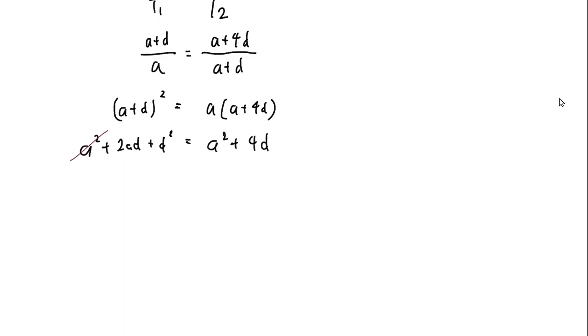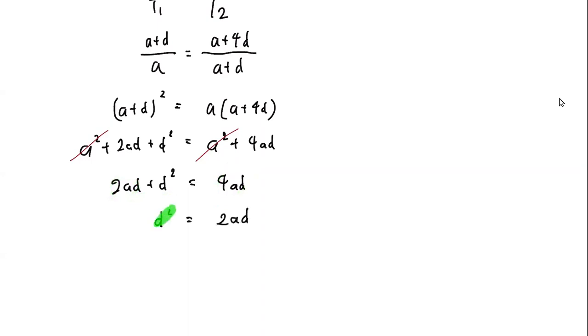Anything to cancel? Yes, A square cancels off. You're left with 2AD plus D square equals 4D. But wait, sorry, I forgot to multiply in the A. So 2AD plus D squared equals 4AD. Anything else to cancel? Yes, 2AD and 4AD. So simplify and we get D squared equals 2AD.